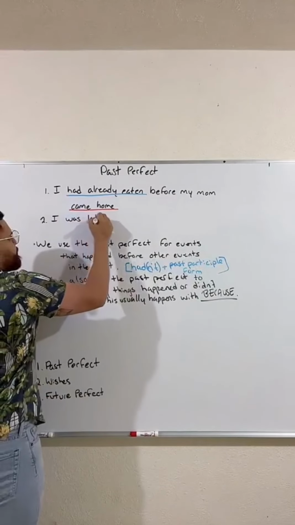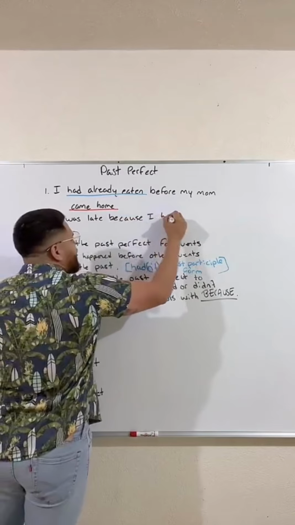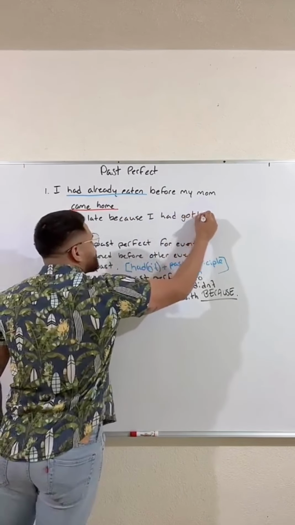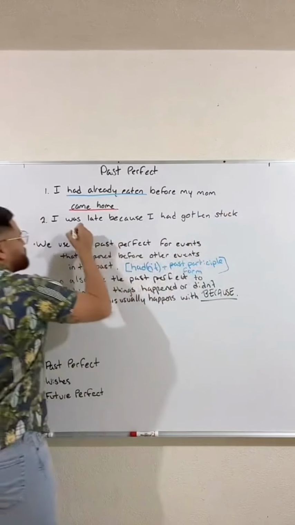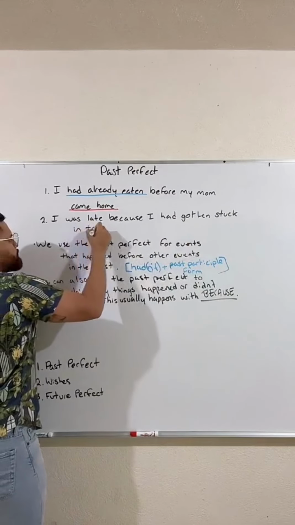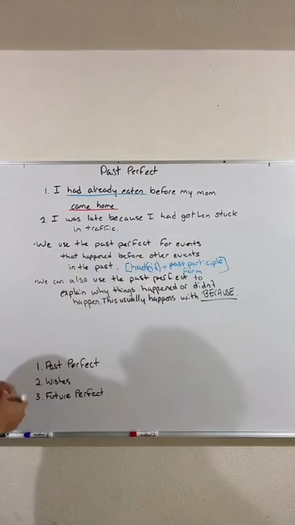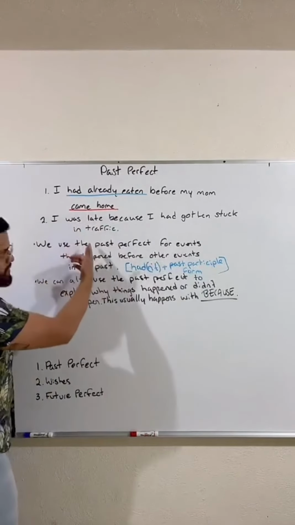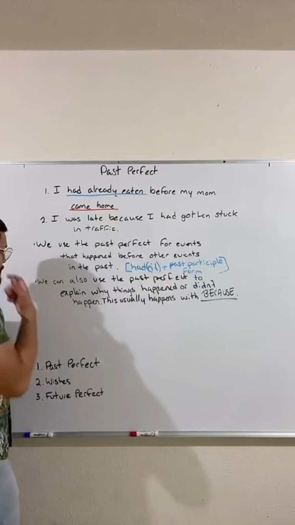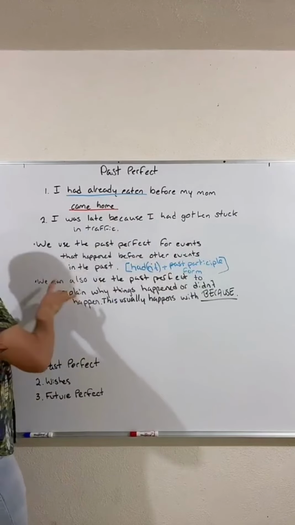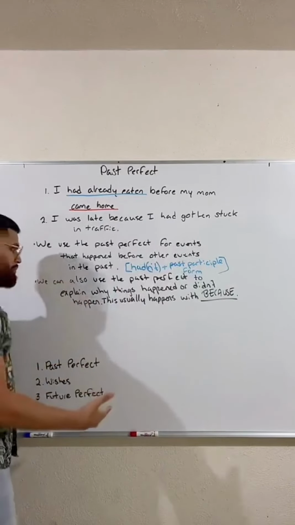I was late because I had gotten stuck in traffic. All right. And the reason why I was late is because I had gotten stuck in traffic. As I said, we can also use the past perfect to explain why things happen or didn't happen.